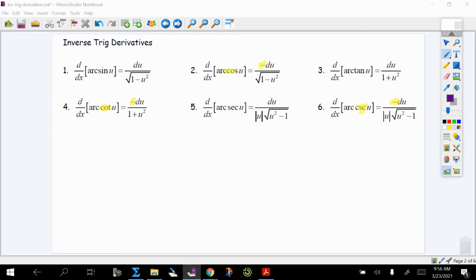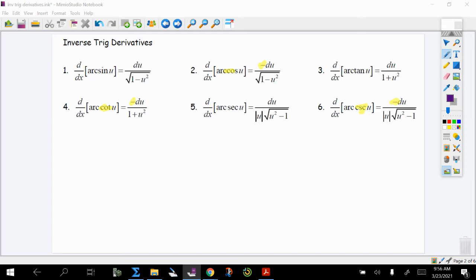And then the 5th and 6th one, arc secant and arc cosecant, have the most bizarre looking derivative rule. It has the u in front of the square root. If you forget the absolute value, you're still going to get it right. And then the square root of u squared minus 1. So it does the subtraction in the opposite order as well. As you would probably expect, the likelihood of seeing this on the AP test will decrease as you go from sine all the way to cosecant.